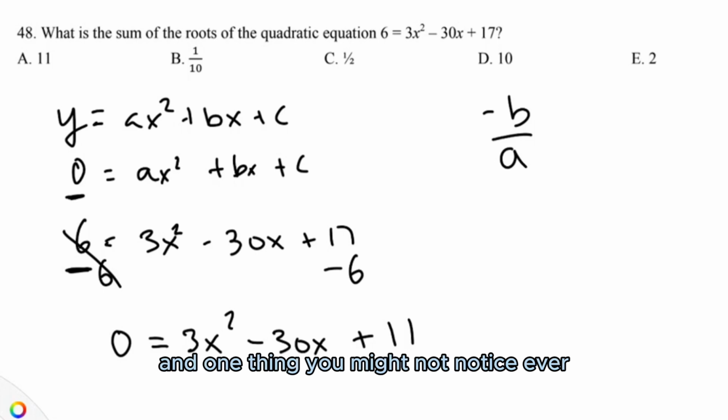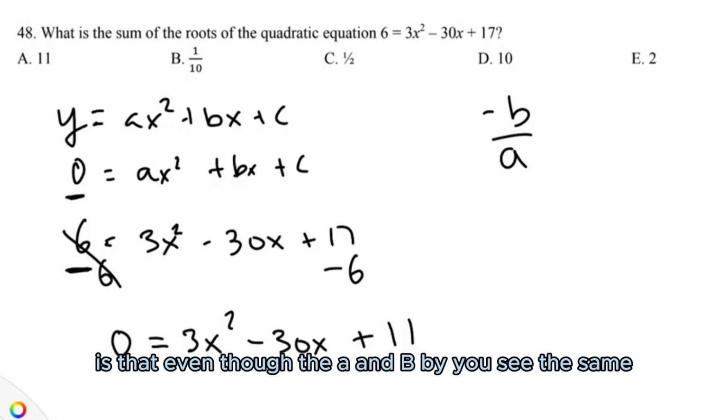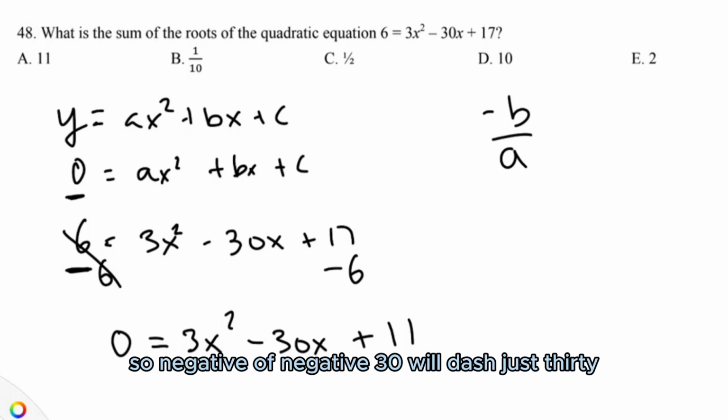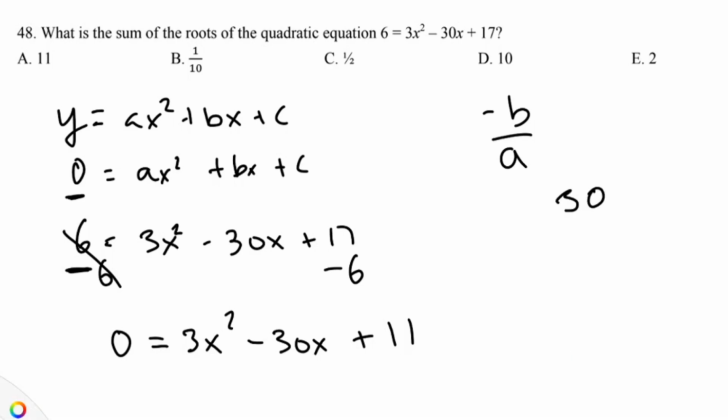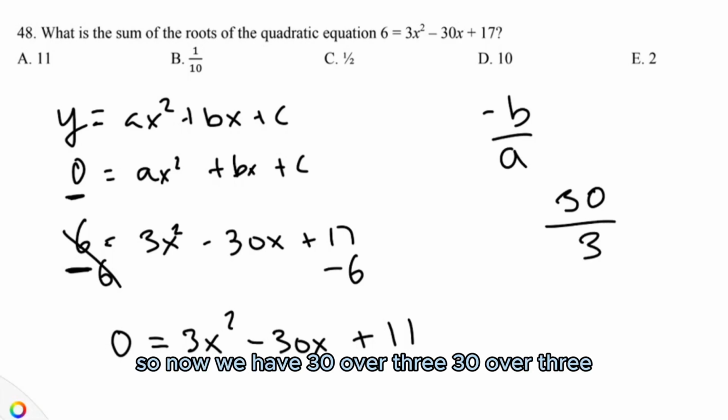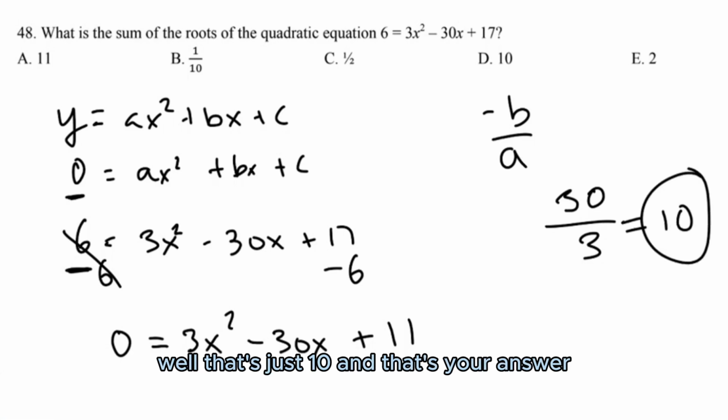And one thing you might have noticed is that even though the a and b values stay the same, it's still always better to bring the number over to the right. Now, let's do it. So negative b, well in this case b is negative 30. So negative of negative 30, well that's just 30. Then a, well a is 3, so we're just going to put a 3 right there. So now we have 30 over 3. 30 over 3, well that's just 10, and that's your answer.